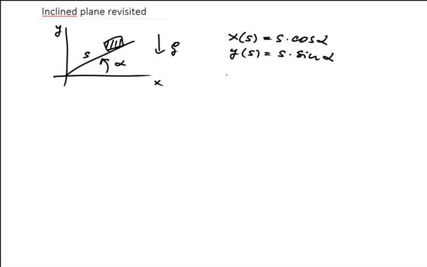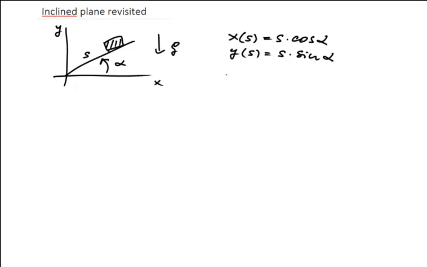Let us return to our earlier example of an inclined plane. So we have a mass gliding without friction on a plane that is inclined with respect to the x-axis by an angle alpha. We chose as the generalized coordinate the distance of the mass from the origin, and this generalized coordinate is related to the Cartesian coordinates x and y by the coordinate transformation that you see on the right-hand side.